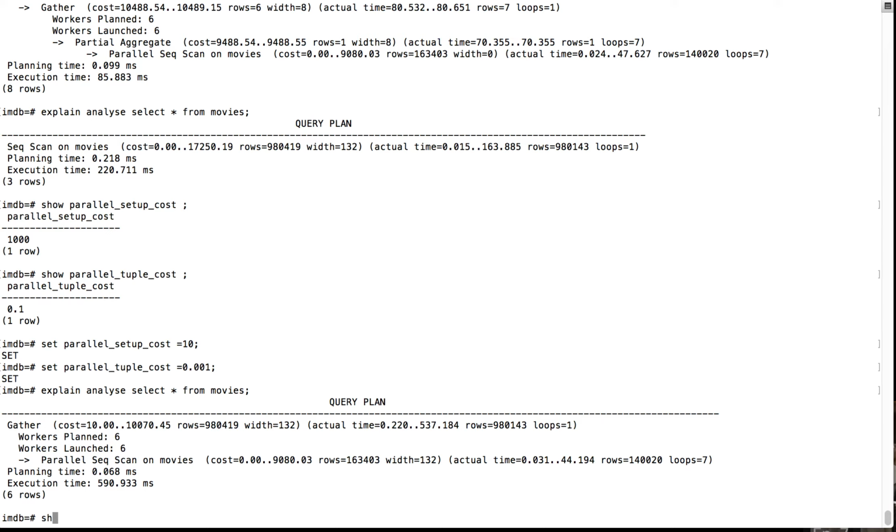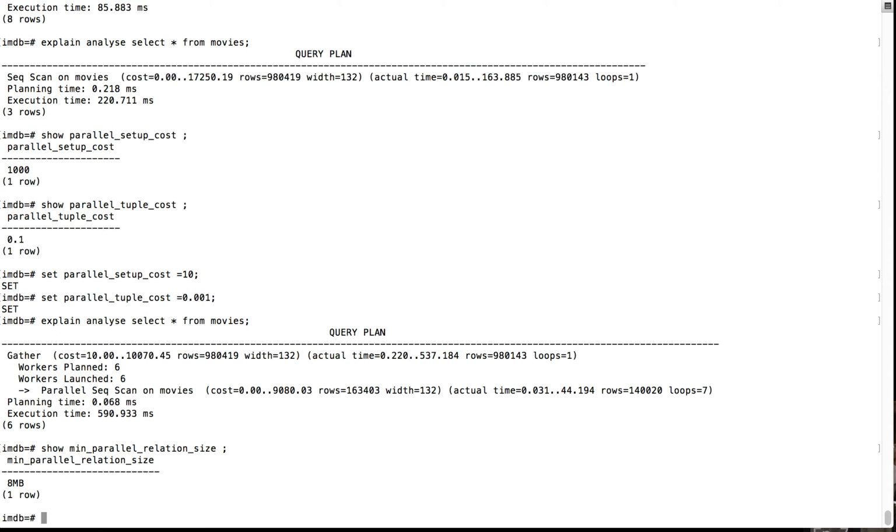There is one more parameter for controlling parallelism, which is min_parallel_relation_size. It says what the minimum size of a relation should be for parallelism to be used, which is by default 8 MB. In case you want it to be used for smaller tables, of size, let's say 4 MB, you can decrease that.